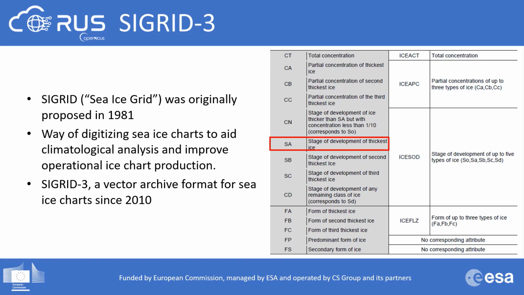With the advances in GIS technology and the adoption of GIS by ice services for chart production, it became much easier to describe ice chart information in vector format rather than at grid points. The vector format has a number of advantages, such as, for example, it preserves all of the information in the original chart, and the chart can be reproduced, reprojected, or rescaled without loss of information. And in the table on the right, you can see the different ice codes that are currently in use in the SIGRID-3 vector archive format for sea ice charts that has been in use since 2010.